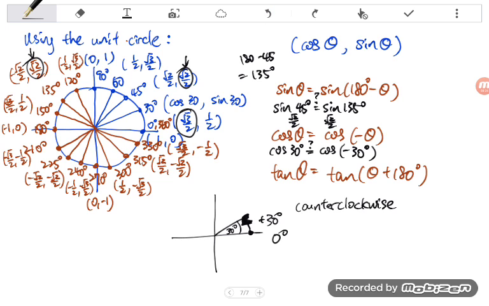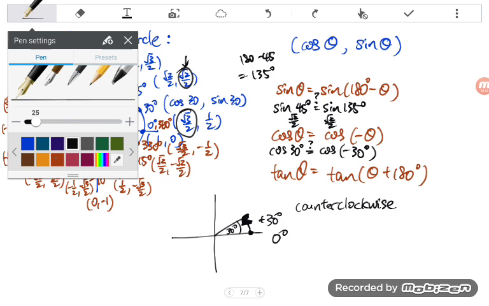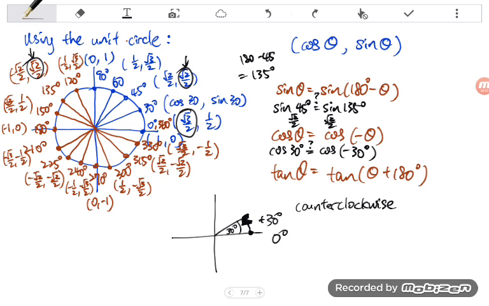For negative angle, what do you think? It will be there. Does that make sense? We'll be going clockwise for 30 degrees. Right, going clockwise for 30 degrees. Okay, so this angle here, this is my negative 30 degrees.